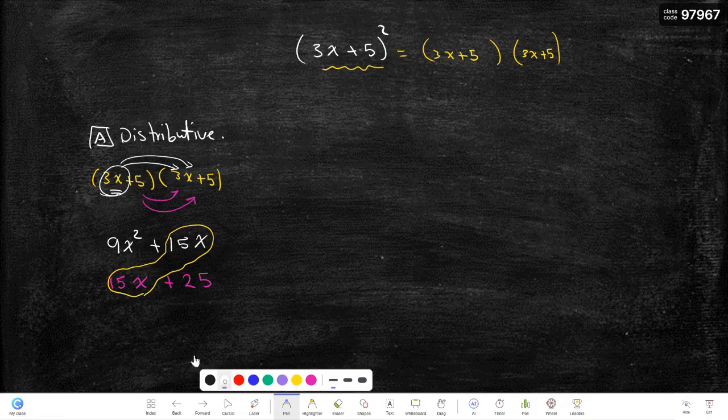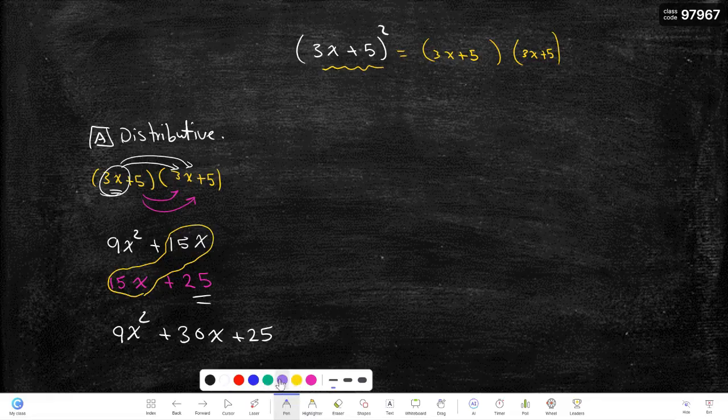So all I have to do is just write 9x squared, and then 15x and 15x would be 30x, and finally we need to write the constant, which is 25. And this is a perfect square, as I mentioned before. So this is the first way to find the answer, in case you don't like the way that I mentioned in the previous video.